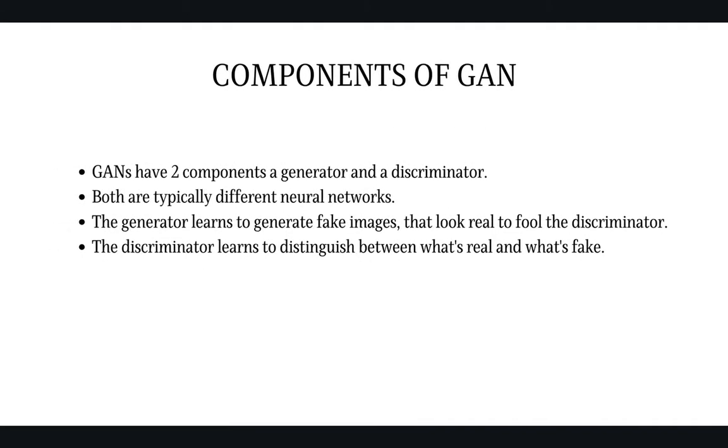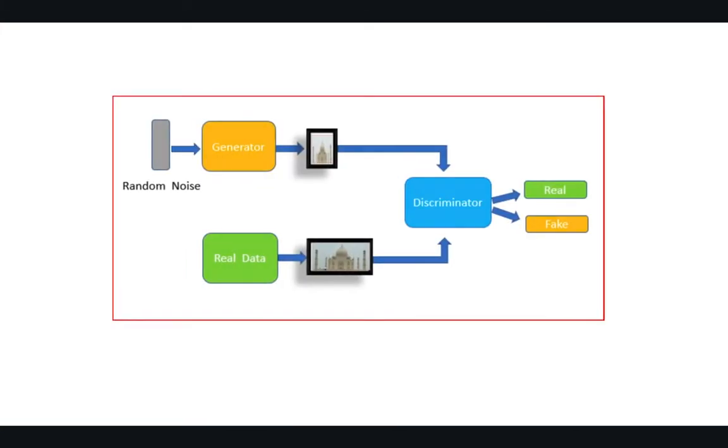As I said earlier, there are two important components of a GAN: one is the generator and another is the discriminator. Both of them are two separate neural networks. The generator learns to generate fake images, so it can be thought of as a forger that creates images that look real to fool the discriminator. The discriminator is some kind of investigator who learns to distinguish between what's real and what's fake. So these are the two roles of the generator and discriminator. Here is the high level architecture diagram of a GAN.